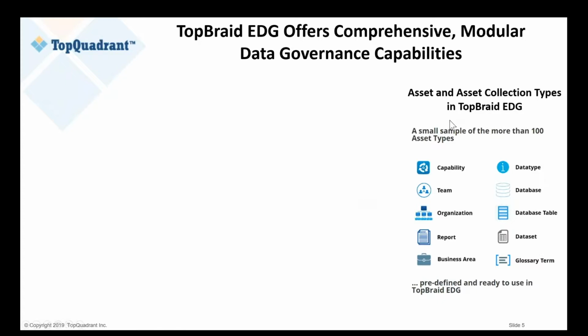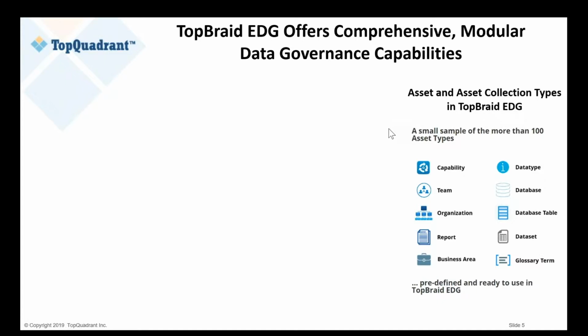Asset collection types, that's our term, are types of knowledge graphs in TopBraid EDG stored as named graphs in the EDG repository. Specifically, there are ontologies that describe the predefined asset types packaged with TopBraid EDG, ready to be used. EDG users, of course, can customize these definitions. They can also create their own ontologies to formally describe data they want to capture in EDG.